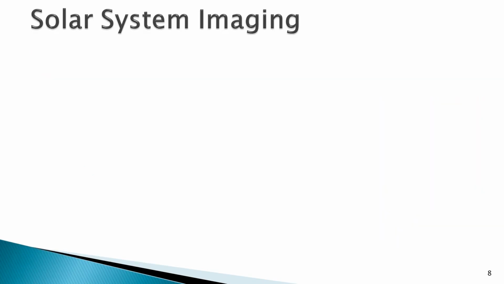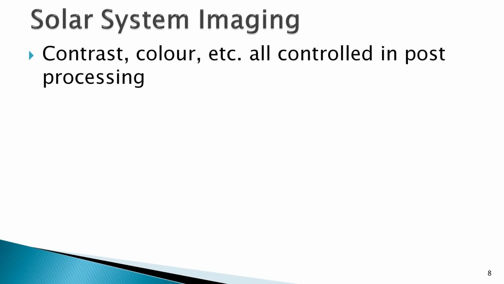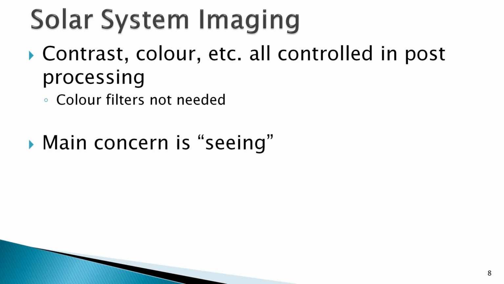For those of you who are imaging solar system objects, contrast, color, etc. can all be controlled after the fact during post-processing, so a color filter is not needed. The main concern is seeing, the unsteadiness in the view resulting from turbulence in our planet's atmosphere.